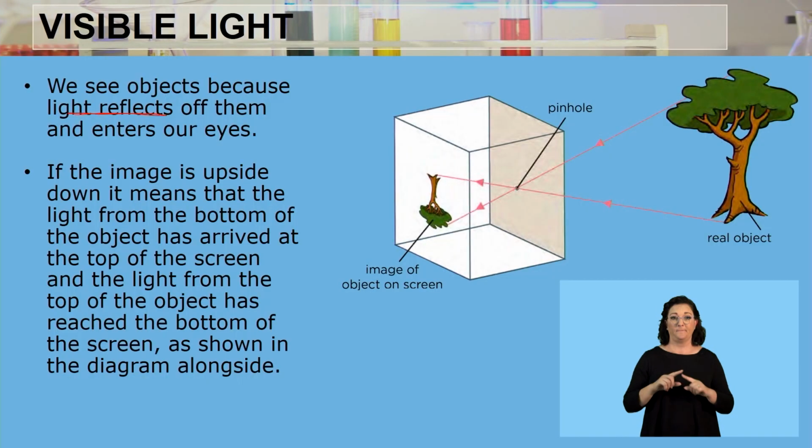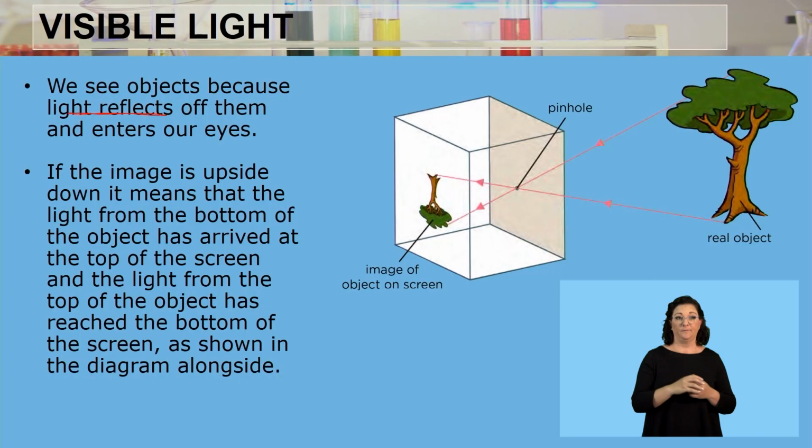Now, if the image is upside down, it means that the light from the bottom of the object has arrived at the top of the screen, and the light from the top of the object has reached the bottom of the screen, as shown in this diagram alongside. This then means that the light is traveling in a straight line. And remember, we said that if something is traveling in a straight line, it is said to be rectilinear.